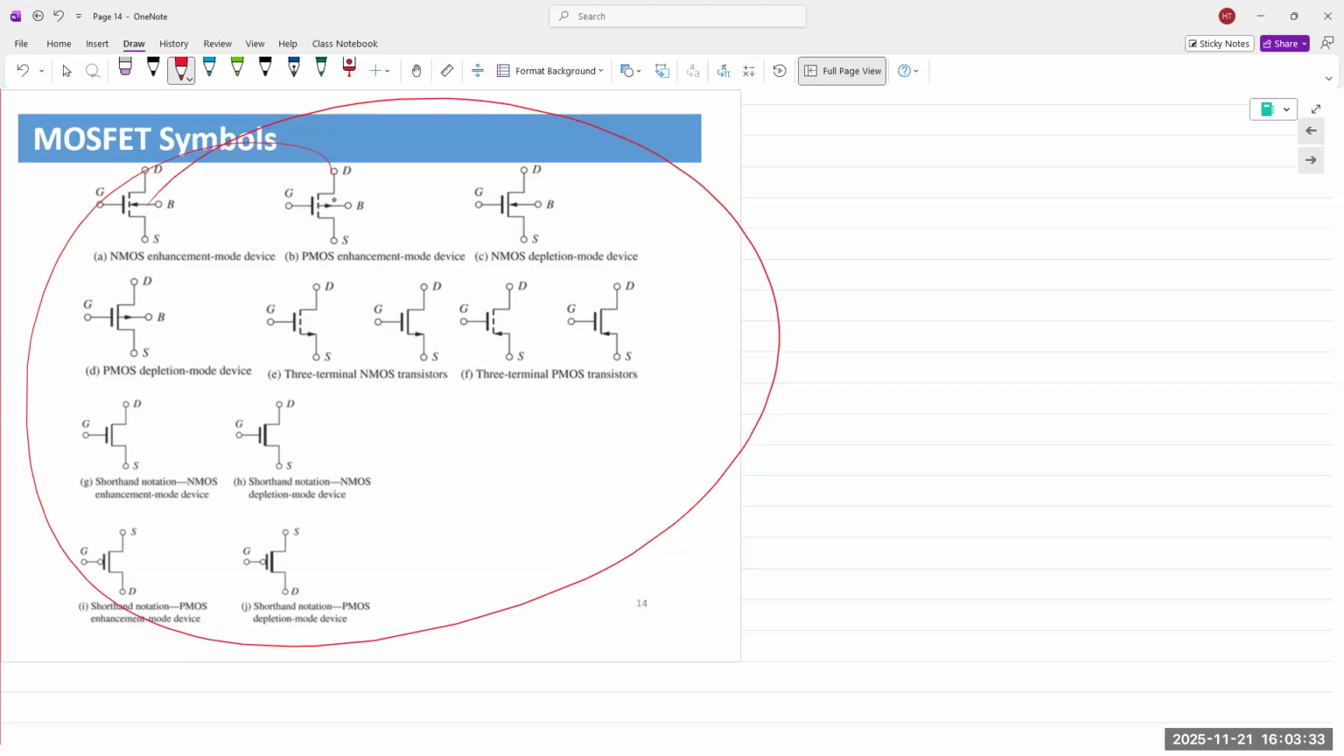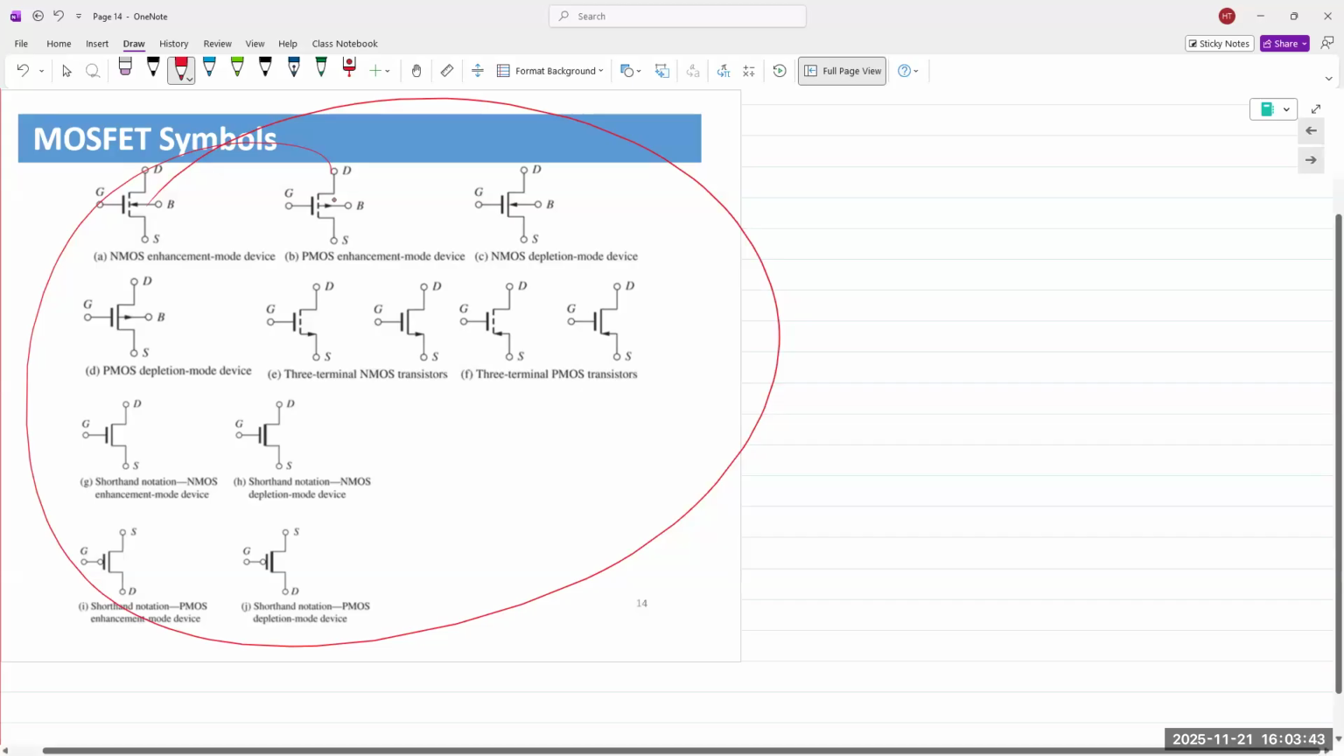The MOSFETs thing is a little weird. Officially, it's not part of 306, but the fundamental knowledge is required before we move into 307 and 308. All right, questions? Go ahead.